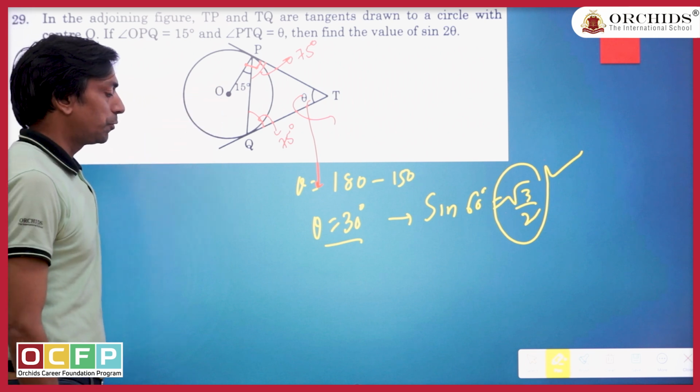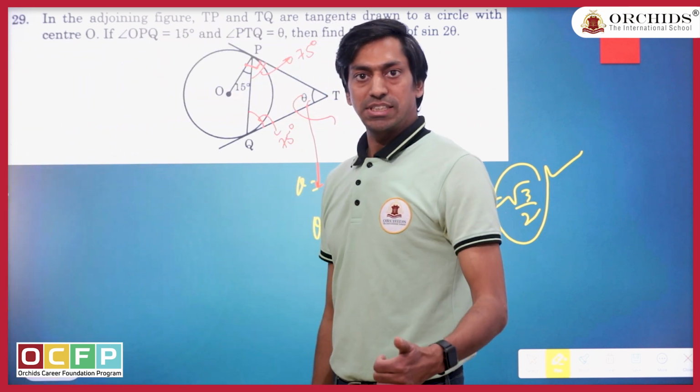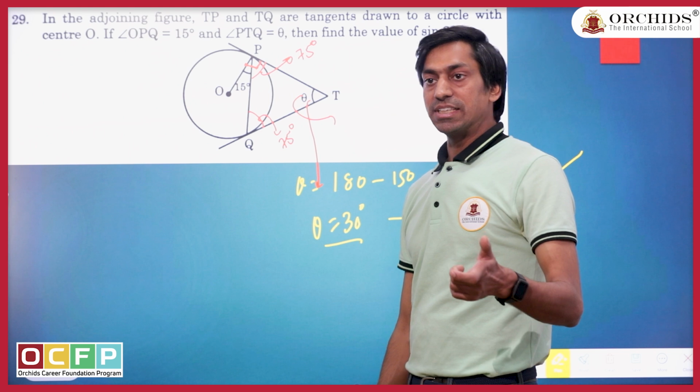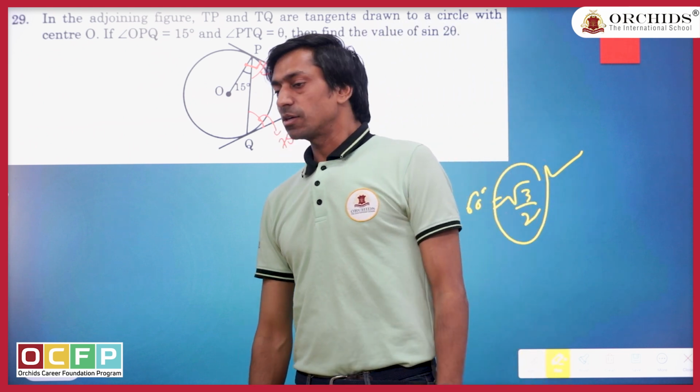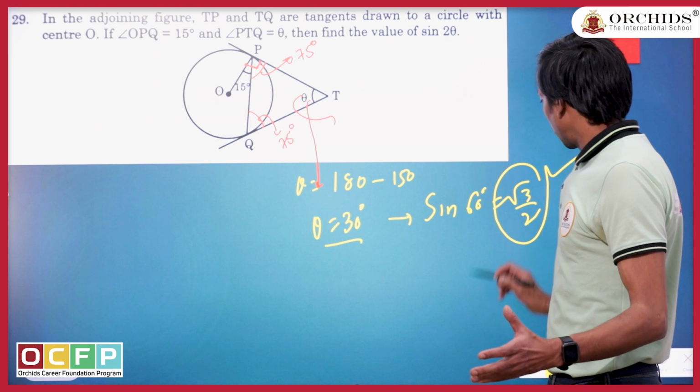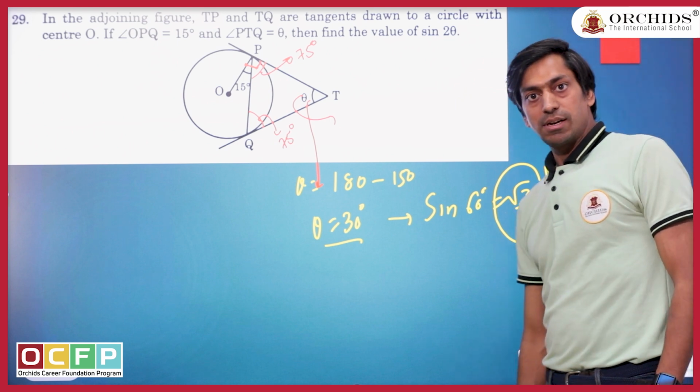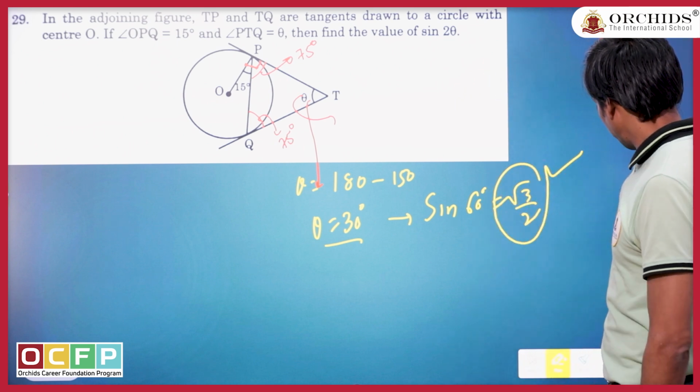In this we have used few properties: one, the length of tangents from a point outside the circle is equal; second, the radius is perpendicular to the tangent; and third, the angle sum property of the triangle. So we got the answer root 3 by 2. That is our final answer. So this is how we have to tackle this particular problem.